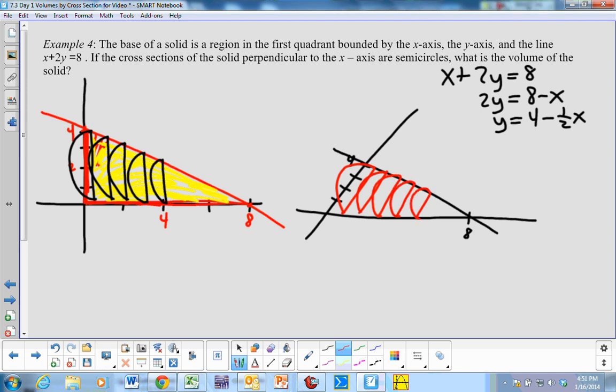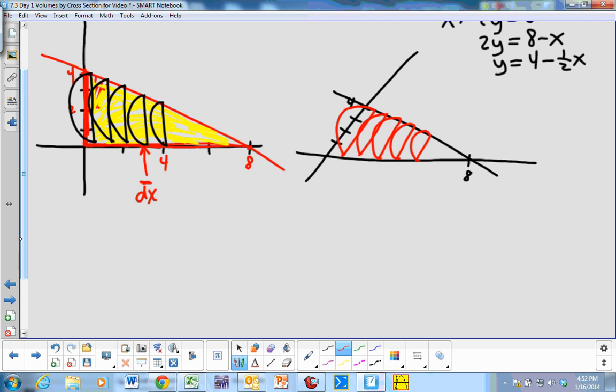And again, the width goes along. If you look back at this original picture, you can see that the width of the little slices would be this direction. So they would be dx or delta x. And then you want to find the area of a semicircle and multiply it times dx. Well, to find the area of a circle, we need to do pi r squared. So the volume of a slice is going to be the area of a semicircle, so that's going to be 1/2 pi r squared times your delta x.